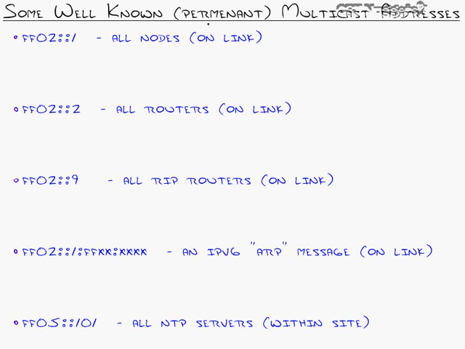Is this ringing any bells? Do you remember when we talked about multicast specifically? We had 224.0.0.1, which was all systems, 224.0.0.2, which was all routers on the link, 224.0.0.9, which was all RIP routers, or 224.0.0.5 and 6, which was OSPF and OSPF designated routers.